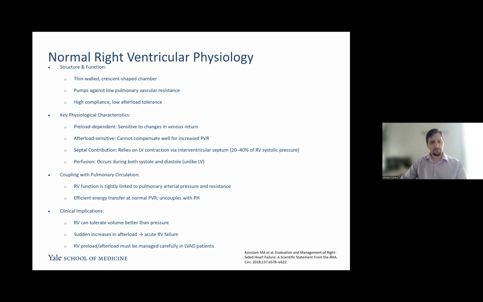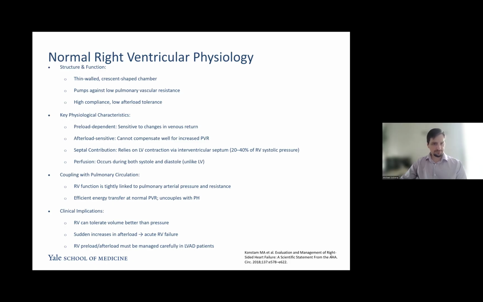LV, which it may lose some of as the LVAD progresses to offload the LV, and some of the LV function that may have been there before may hibernate. The RV is tightly linked to the pulmonary arterial pressure resistance, and there needs to be efficient transfer of the energy at normal PVRs. Otherwise, it starts to uncouple pretty rapidly.